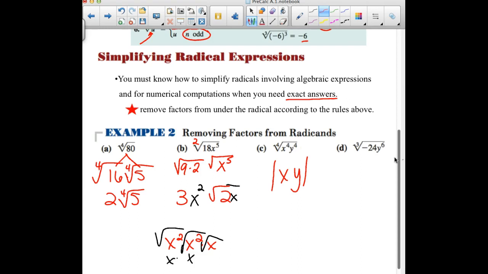Part D, we want the cube root of negative 24y to the 6th. 24 is not perfect, but we can split it into a negative 8 and a 3, and then we can take the cube root as well of that y to the 6th. So the cube root of negative 8 is negative 2. Remember, we are able to take odd roots of negatives. We still have the cube root of 3 left. Can't simplify that. And the cube root of y to the 6th. Since our index is 3, we're trying to take those 6 y's and group them in groups of 3, which gives us 2 nice perfect groups.